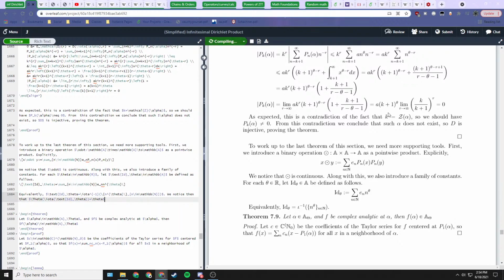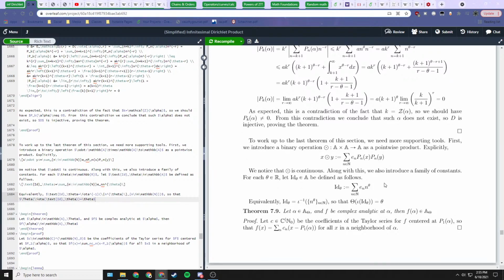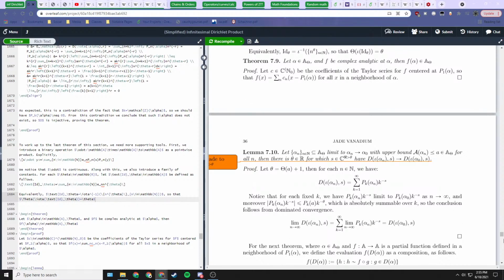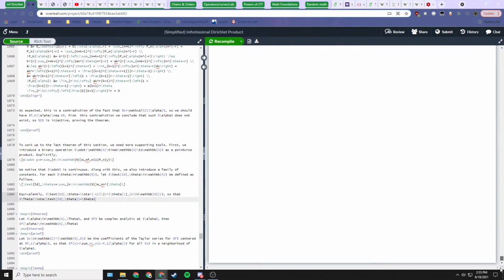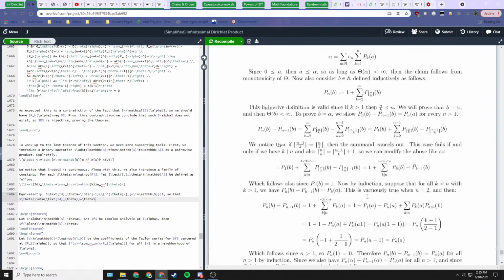Also, that reminds me that we are now using this iota operator. So actually we want to update the theorem that we just proved down here with that.